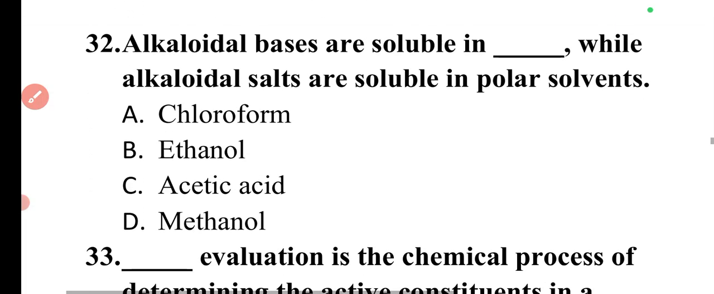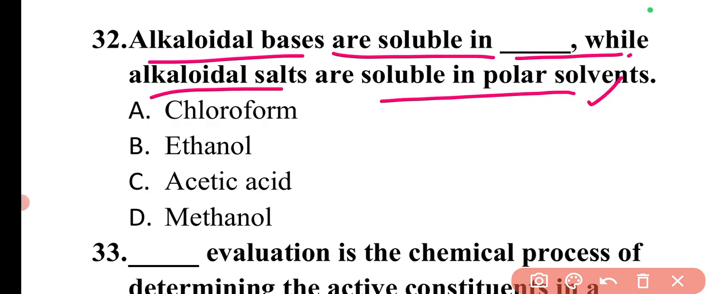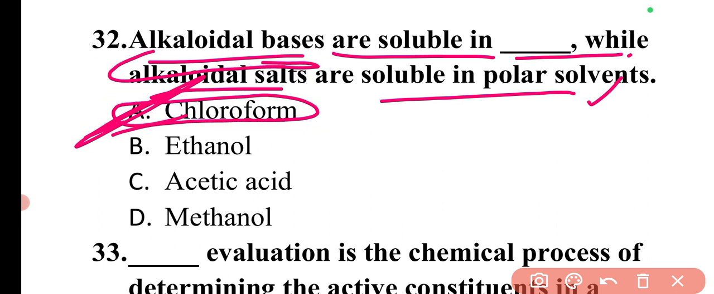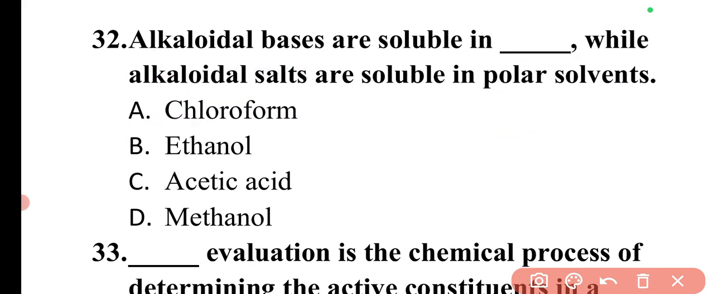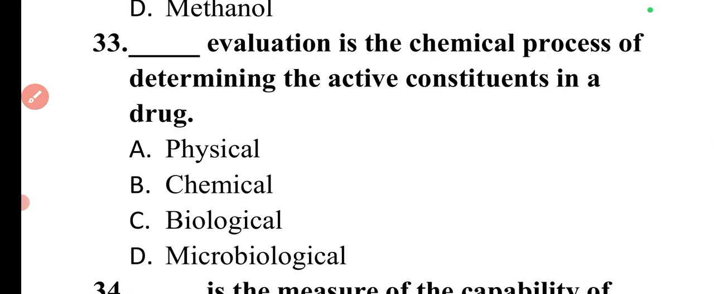Then moving to the next question. The question is, alkaloidal bases are soluble in dash while alkaloidal salts are soluble in polar solvents. So basically the alkaloidal bases are soluble in chloroform, but the alkaloidal salts are soluble in polar solvents. So here option A will be the correct answer. Both things you need to remember: bases are soluble in chloroform and the salt forms are soluble in the polar solvents.